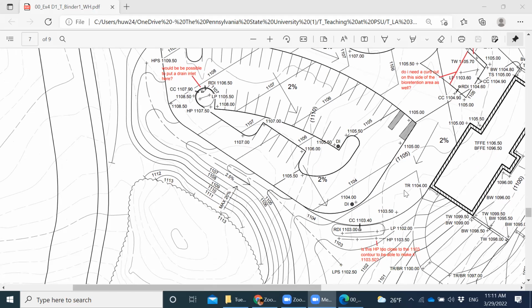Okay. The DI is over here. Good. Again, you wouldn't have a curb cut here because that's the edge of the plaza.